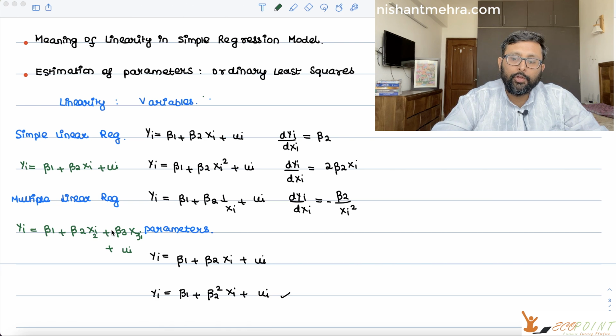For example, your score in CBSE class 12 is dependent not only upon the annual family income, but also on the number of tuitions which you have taken. That also could be one of the reasons which can affect your score. So multiple linear regression means that not only one variable, but more than one variable is affecting the dependent variable. That is what a multiple linear regression model is.